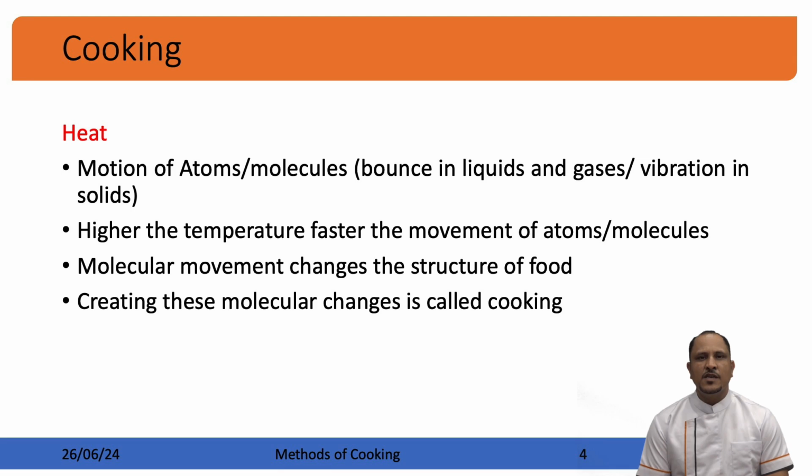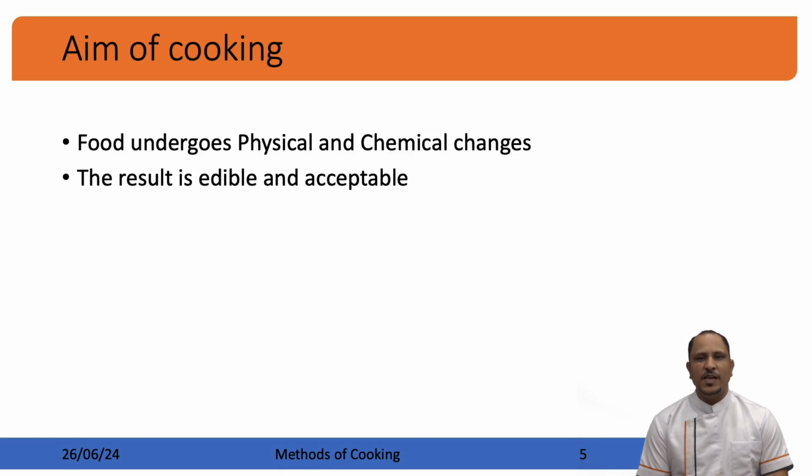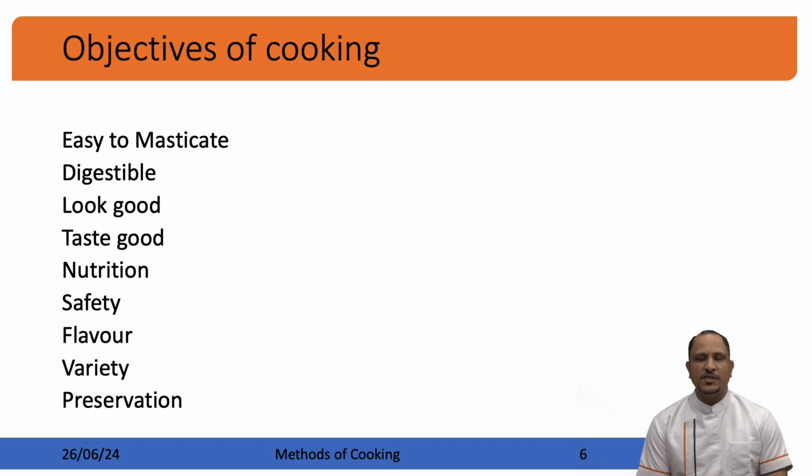Okay. So moving on to the aim of cooking, what is the aim of cooking? The aim of cooking is to attain the physical and chemical changes in the food which result in edible and acceptable food which is fit for human consumption. Along with that, there are certain objectives of cooking, which are to make the food easy to masticate, which means easy to chew and digest, and to make the food look good. During cooking we combine various textures, flavors and colors of the food that make it look good. Then taste good, a combination of various tastes.